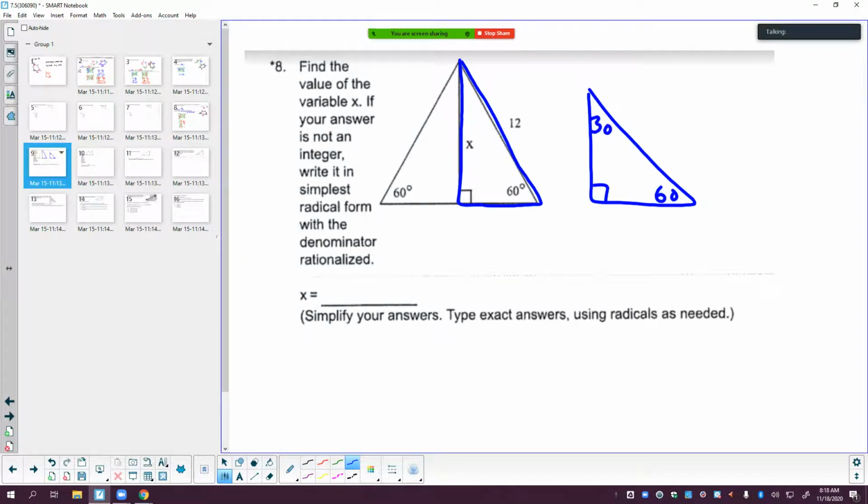So 30 across from that is 1, across from the 90 is 2, across from the 60 is square root of 3. Okay, let's compare our triangles. Given to us is 12. That's the hypotenuse, so 12 compared to 2. We're trying to find x, so the side across from 60 compares to square root of 3.